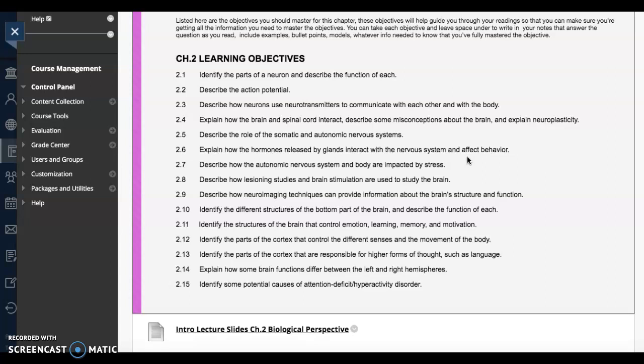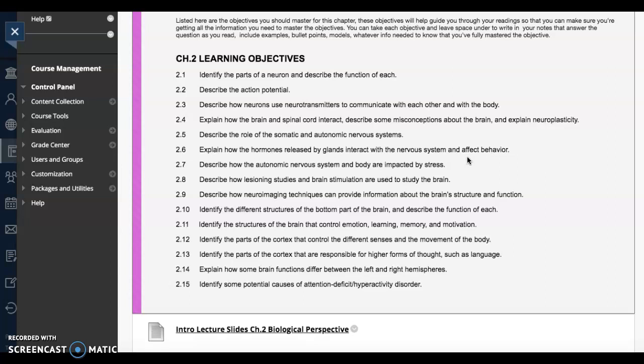We'll take a look at some lesioning studies and brain studies, the methods we use to study the brain that help us understand why the brain does what it does and how it does what it does. So we scratch the surface here, okay? If you're interested in this stuff, if this fascinates you, I would highly recommend taking physiological psych or cognitive psych, where we get much more into detail in the brain.